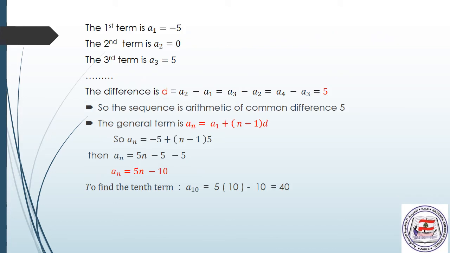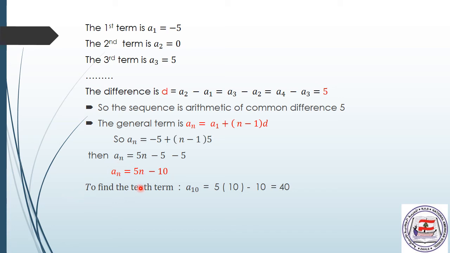The first term is -5, the second term is 0, third term is 5. So as said before, the difference is 5, it's constant, so we can say that this sequence is arithmetic with common difference 5. Its general term is defined by an = a1 + (n - 1) d. So replacing a1 by -5 and the difference d by 5, we get an = -5 + (n - 1) times 5. Reducing this expression, we get an = 5n - 10.